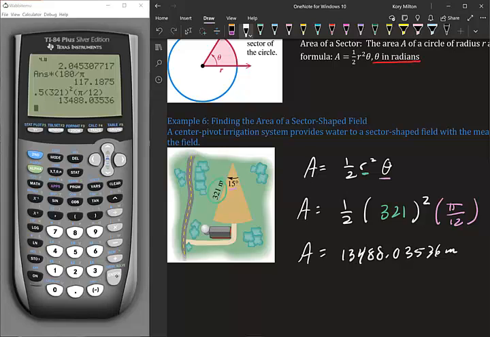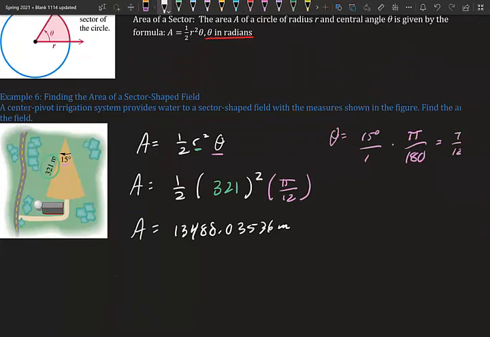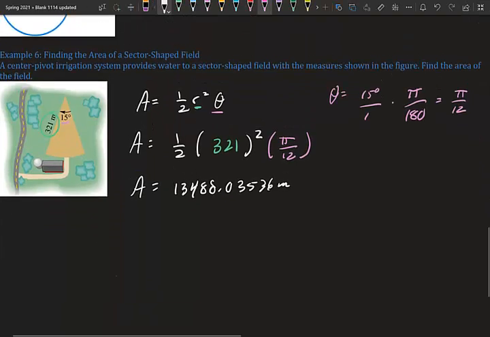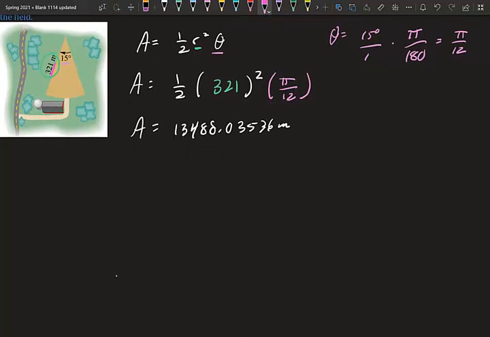But let's think about how many significant digits we need. So how many significant digits do they give us? 3 significant digits. So we need to round this to 3 significant digits. So area is approximately, I can't just do 13400, right? Because that's less. Because the next digit is an 8, we would round up to 13500 meters squared. Because we're talking about area, that's why it's squared.